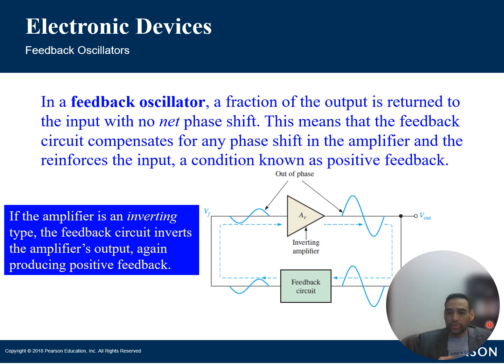Phase shifts can be achieved using things like RC networks, LC networks, or other active components like operational amplifiers. We'll look at those toward the very end of this lesson and how they work to sustain oscillations.